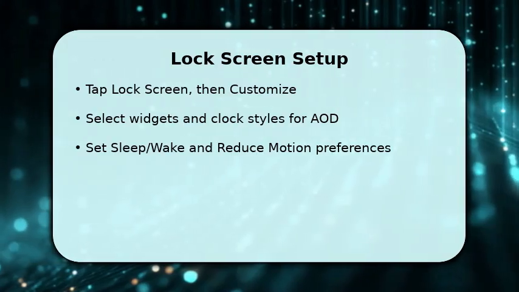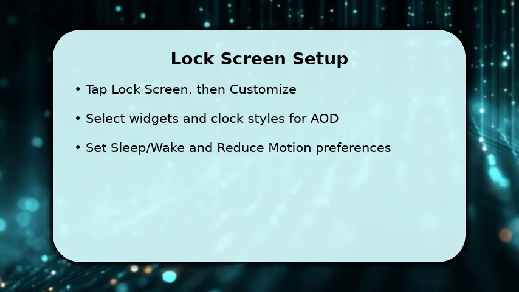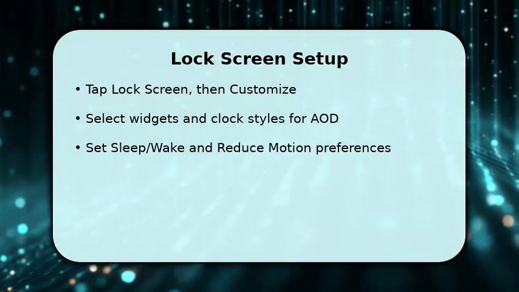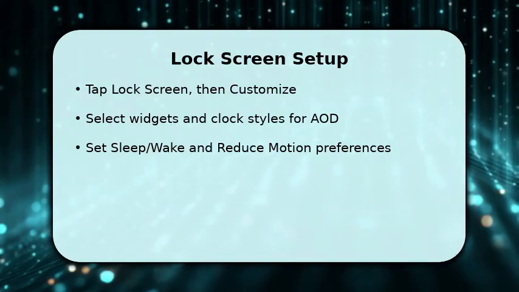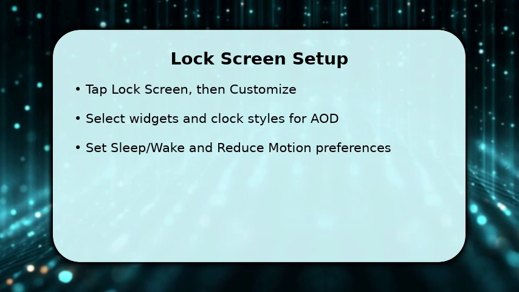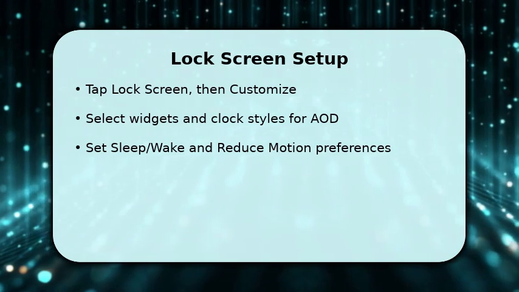Make sure notifications are configured to appear as compact banners or hidden, depending on privacy. Also check Reduce Motion and Dim Lock screen options. If dimming is too aggressive, adjust them so always-on content stays visible, yet battery-friendly.